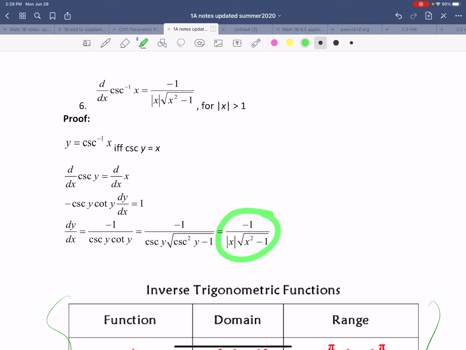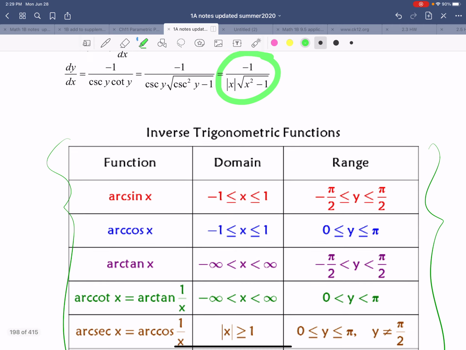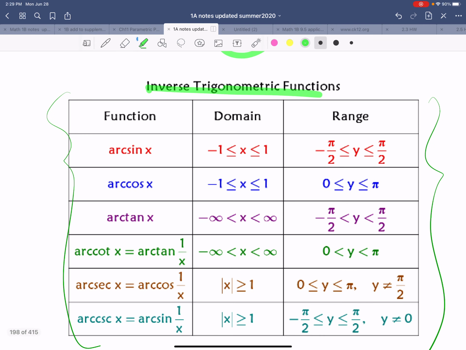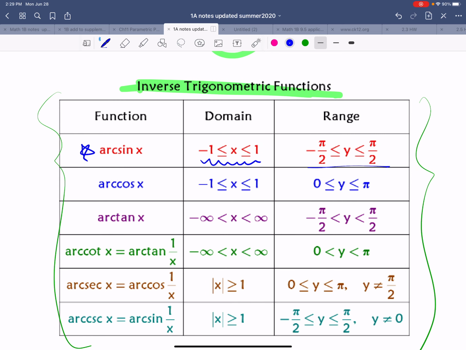So memorize all these 6 derivative rules, and we can easily prove them using implicit differentiation. Now also remember about the inverse trig functions, their domains and ranges. For sine inverse x, the domain is negative 1 to 1, and the range is negative pi over 2 to positive pi over 2. For cosine inverse x, the domain is negative 1 to 1, and the range is 0 to pi.